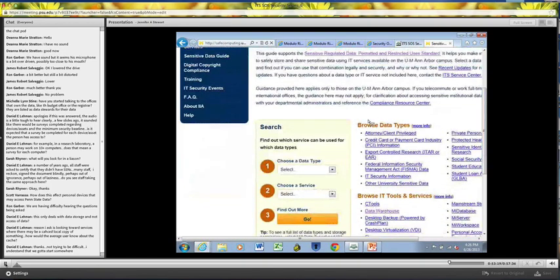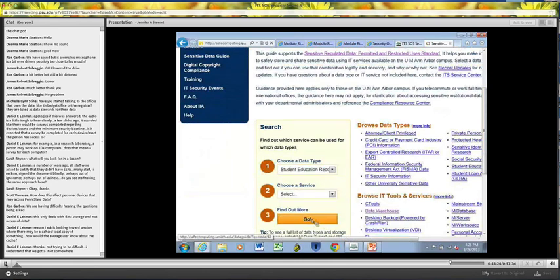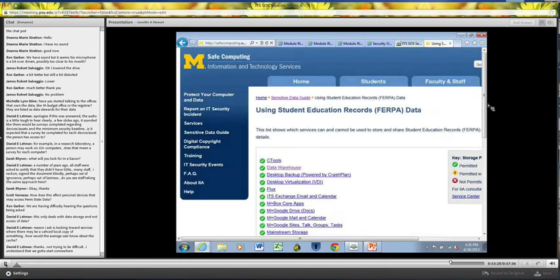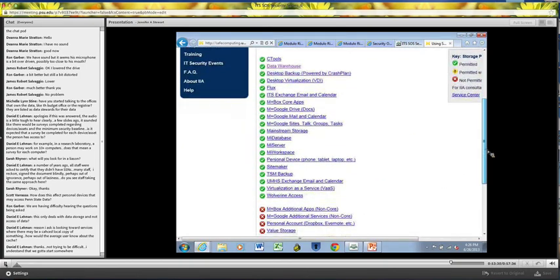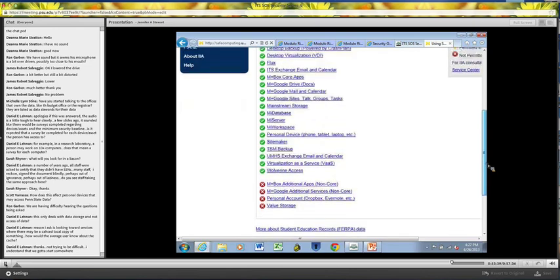Where's one that should give you more green? Yeah, FERPA should do that. Try it again. Green. There you go. So it'll give you a green, yellow, or red on what kind of apps, where you can store it, whether on Box, which here it says not on the non-core.